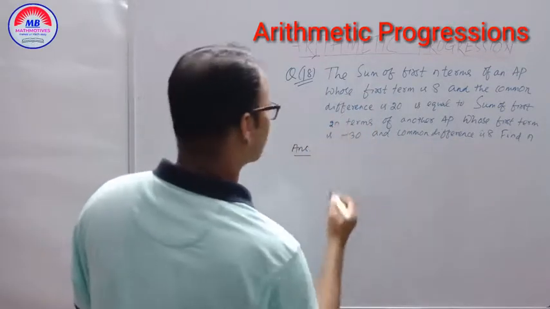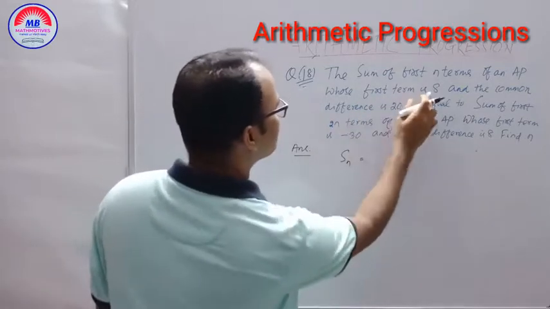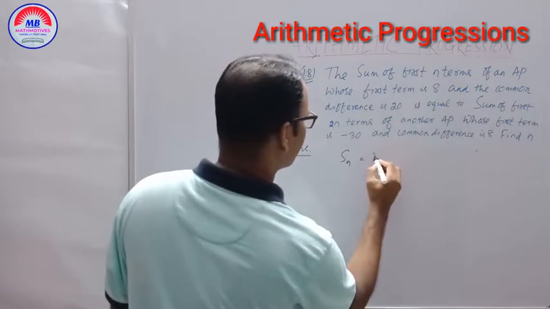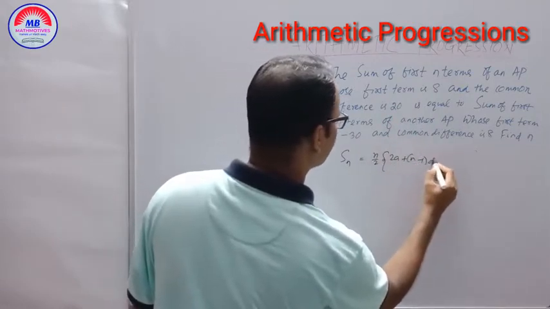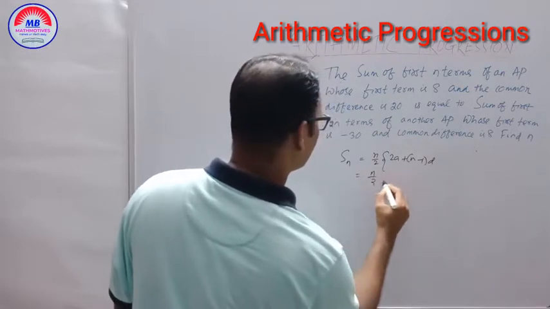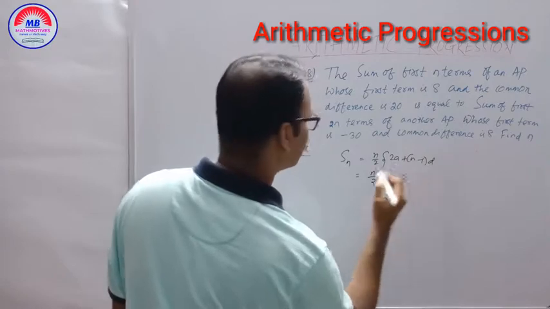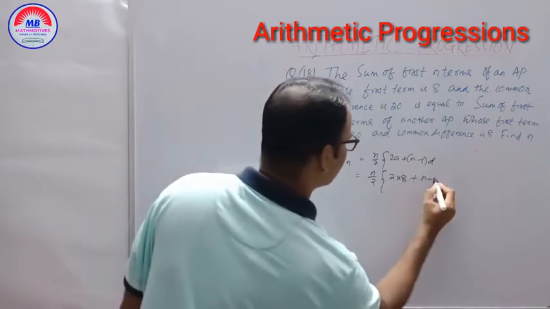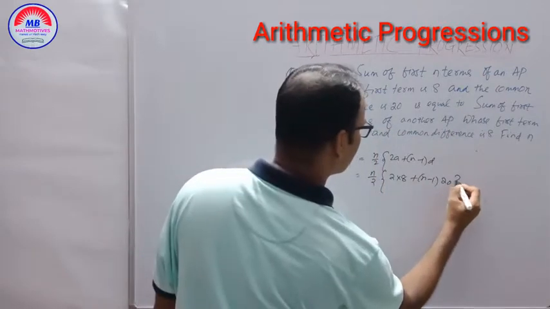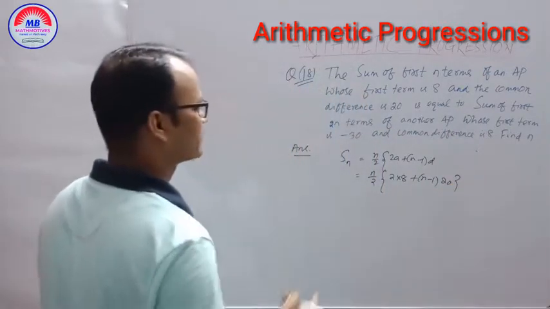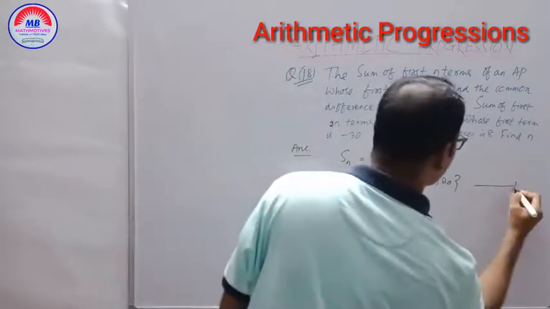First, sum of the first n terms, Sn. The first term is 8. What is the formula? n by 2 into 2a plus n minus 1 into d. n by 2 into 2 into 8 plus n minus 1, the common difference is 20. Let it be equation 1.